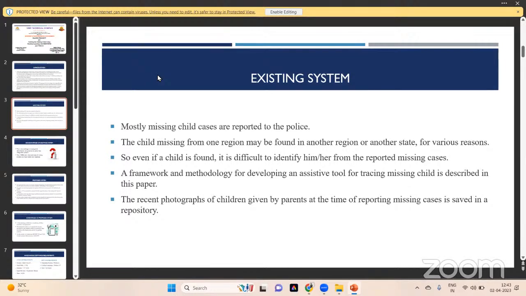It was totally described here. The recent photographs of the children given by parents at the time of reporting cases are saved in the repository. If the child is missing at one time, they may be found in other places or another region for various reasons. Normally the existing system only has cases reported to the police.